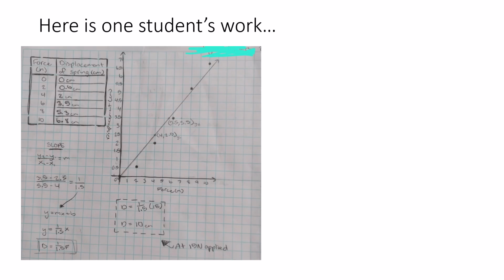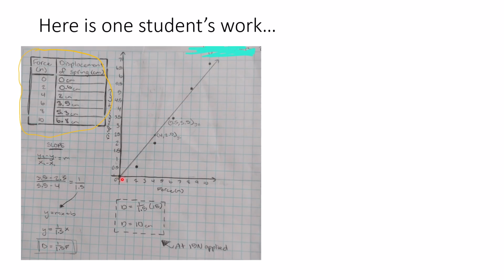So over here, you see her data table. And she does have the data table. Everything is clearly labeled. So she has force in newtons, and she was able to apply a force of up to 10 newtons, displacement of the spring in centimeters, and there's her data in centimeters. And then they had to graph it. And so you see she has force on the x-axis and displacement, and again, the units on the y-axis. She counts by 1 newton each time, and she counts up by half of a centimeter each time on her y-axis. And then we could check and see if she plots her points correctly.